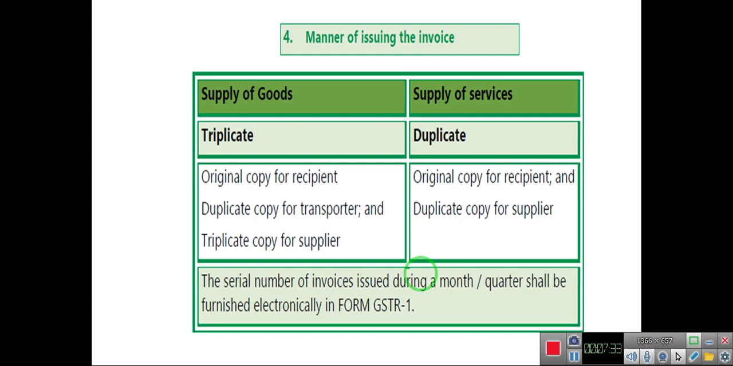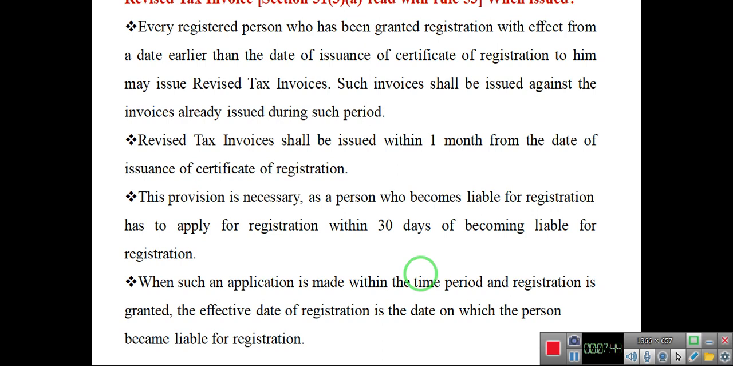The serial number of invoices issued during a month or quarter shall be furnished electronically in form number GSTR 1. Now next is revised tax invoice.